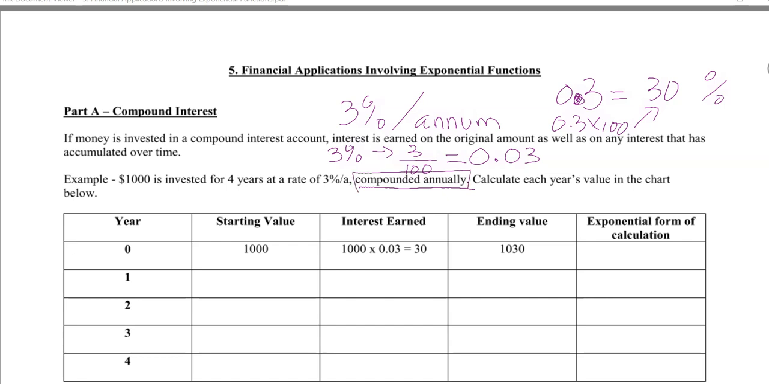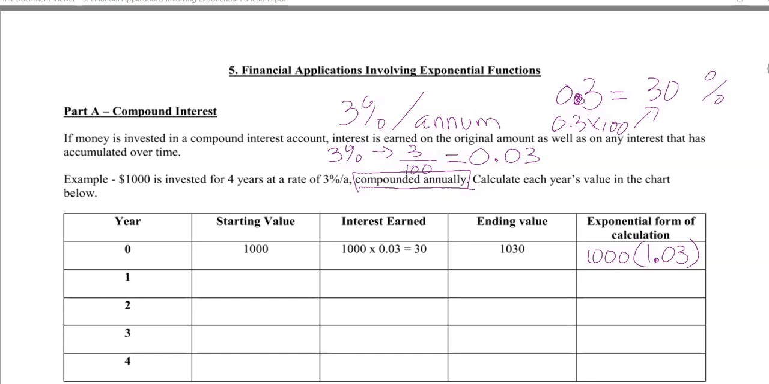Okay, so 3%. So 1,000 times 0.03, which is $30. The ending value, so at the end of the year, they pay you that 30. You now, in your account, have $1,030. If we do this exponentially, we're growing by 3%, so it's 1,000 times 1.03. The 1 is what keeps the 1,000. The 0.03 is what gives the interest.